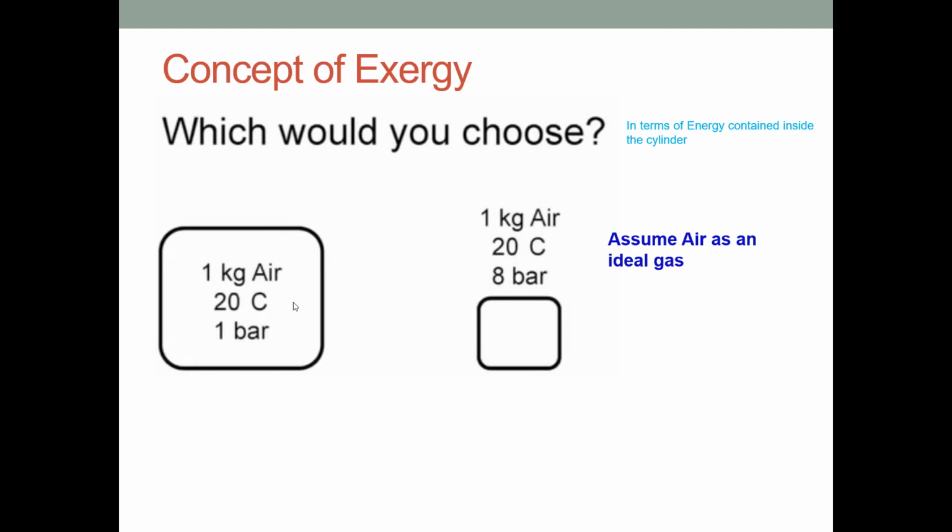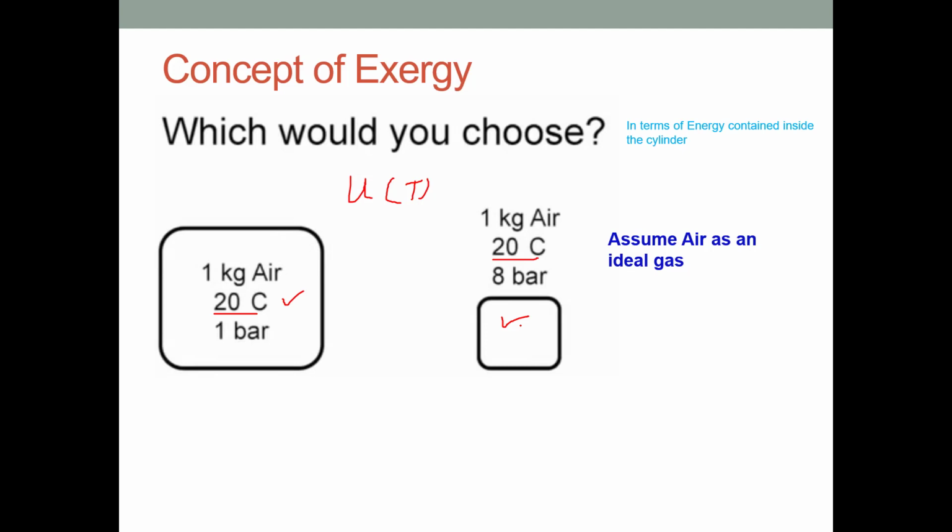Obviously most students will say that the smaller cylinder contains more energy, but this is wrong, because once the air is an ideal gas, then the energy contained is internal energy, and internal energy is a function of temperature only. So U, the internal energy, is a function of temperature only, and since the temperature is the same in both cylinders, the internal energy in the larger cylinder and in the smaller cylinder is the same. So now you can see the quantity of energy in both cylinders is the same.